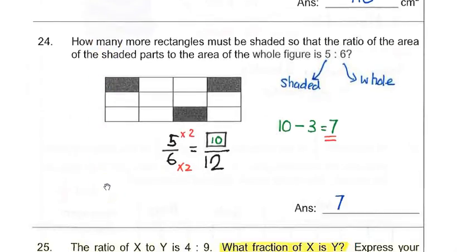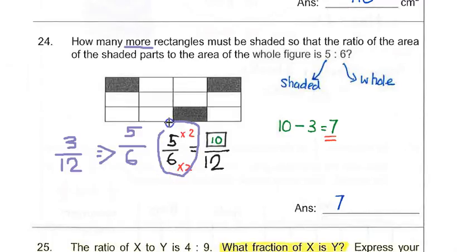How many more rectangles? Now watch out for here. The key is how many more rectangles you need to shade. Now this is 3 over here, 3 shaded out of how many? 1, 2, 3, 4, 5, 12. Over here shaded is 3 over 12. How many more do you need to shade to give you 5 over 6?